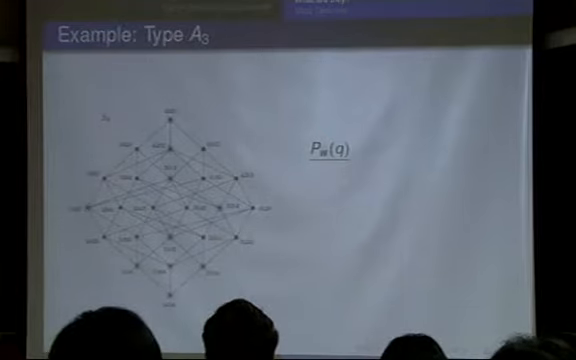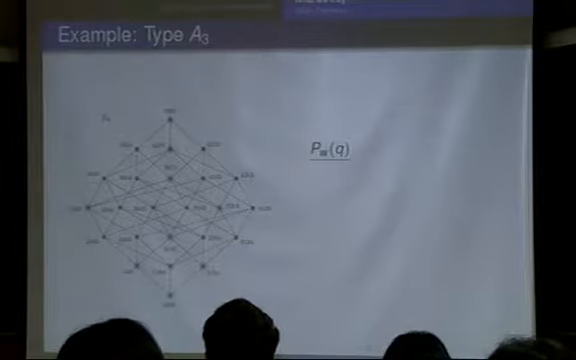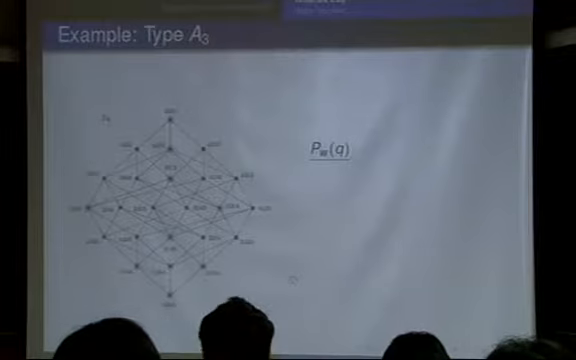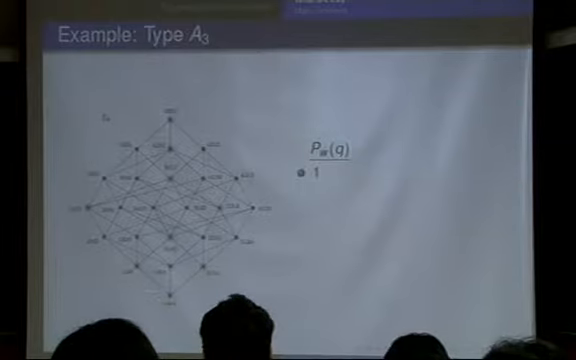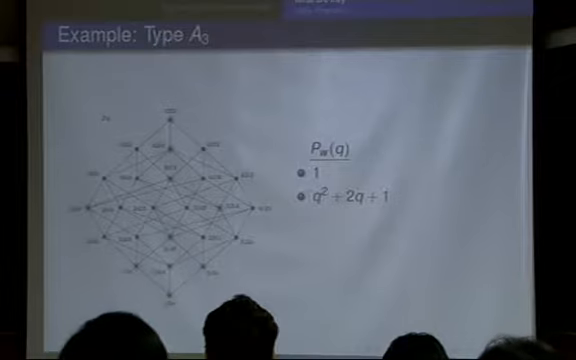Here, this is the Bruhat partial order structure of S4, the permutation group of 4 elements. And if we look at the identity element, the Poincare polynomial is just 1. Okay, this is a better example.